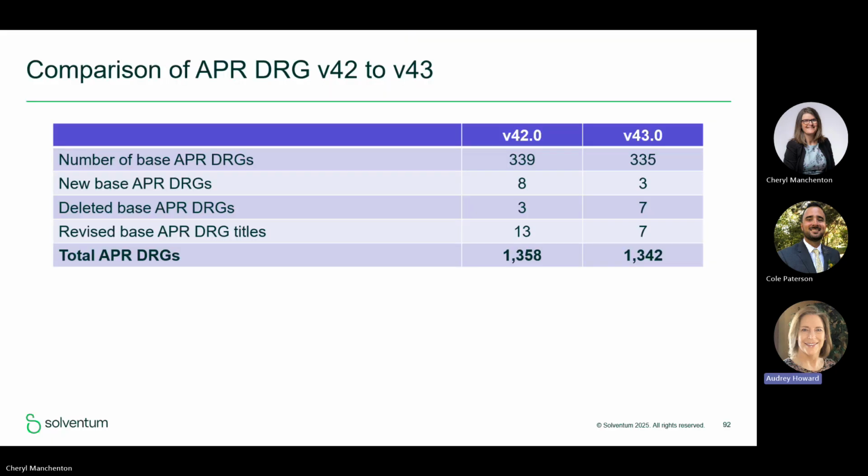Yes. And you'll see here just kind of comparing version 42, which was prior to October 1st, versus 43. Version 43 is effective October 1st. Kind of where things broke out. There were 3 new base APR DRGs that were created for version 43, 7 that were deleted, and 7 that were revised. And for the 3 APR DRGs that were created, you'll see one on the next slide.